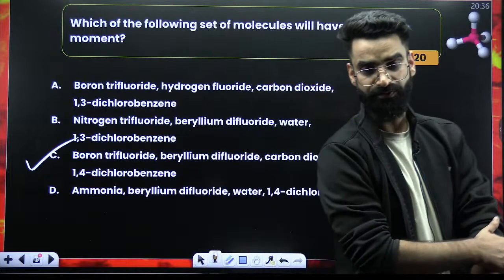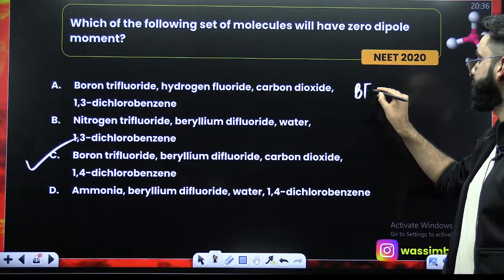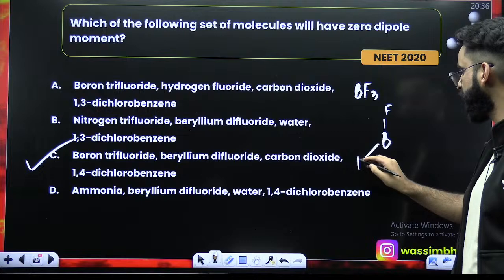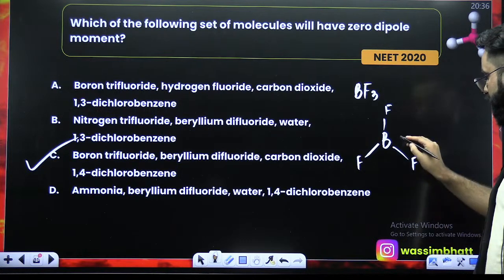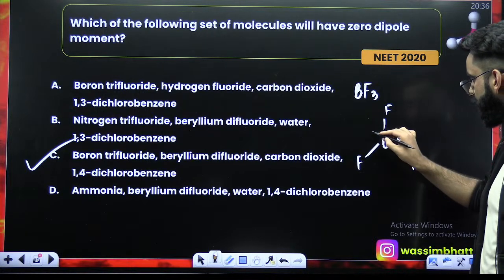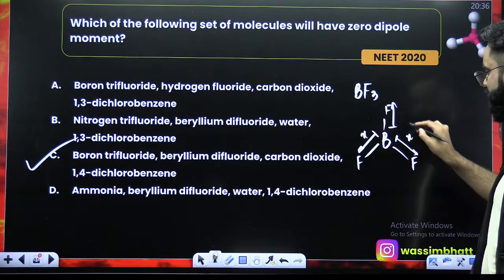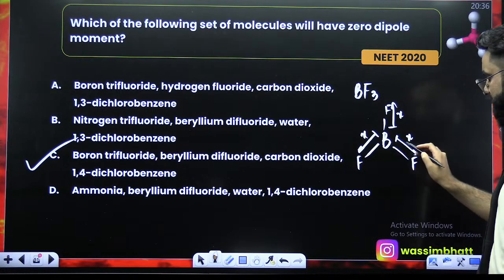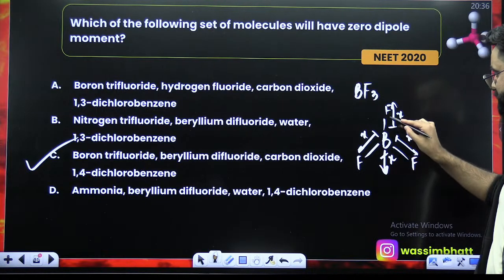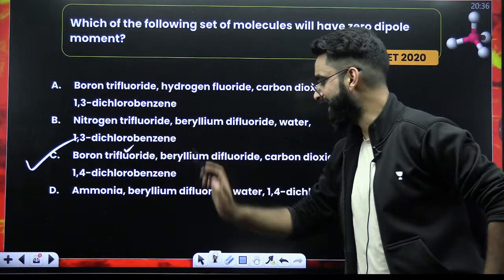Why is that? So first of all, if you talk about your BF3 molecule, this is boron, fluorine, fluorine, and fluorine, right? So in this bond, fluorine will be negative, boron will be positive. So positive to negative, positive to negative, positive to negative. If this is X, for example, now these two vectors are at an angle of 120, and their resultant is in this direction, and that will be X. So this X gets cancelled out. So net dipole moment is 0. So BF3, net dipole moment is 0.